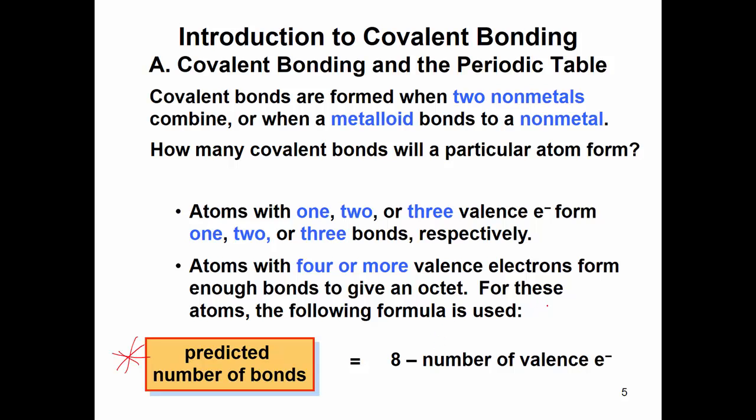So let's pretend we have oxygen. Oxygen is in group 6, so it has 6 valence electrons. And so we get 2 bonds. That's the predicted number of bonds that oxygen wants to form.